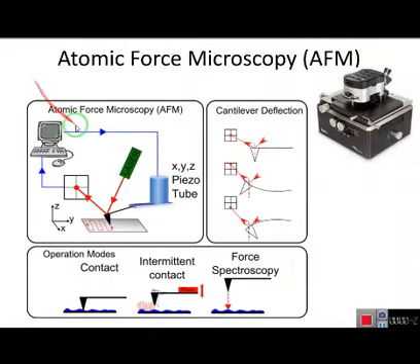Now let's get into the details of that imaging technique. This is called atomic force microscopy. Well, this technique gives us the two-dimensional and sometimes the three-dimensional structure of the surface of the materials that we have, of the compounds that we are imaging.